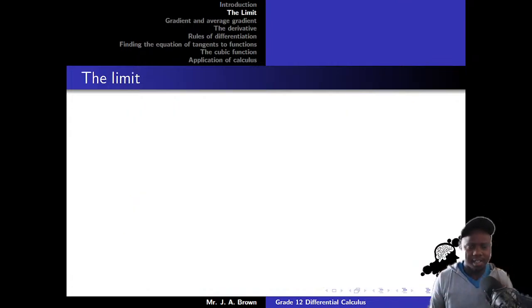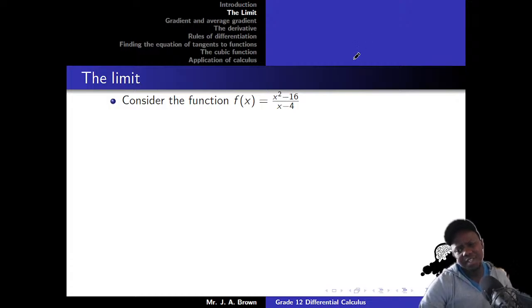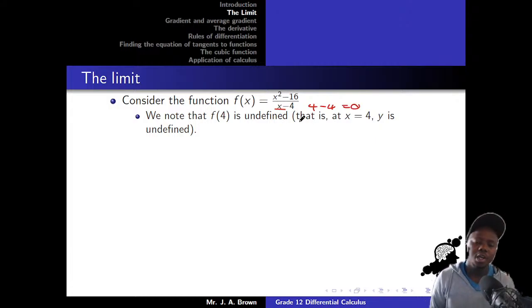Now, let's get into something interesting, the concept of a limit. Now, we've got a function here, f of x equals x squared minus 16 divided by x minus 4. In this specific example, we might want to be interested in knowing what happens as x gets closer to 4. Take note that f of 4 is undefined. What does that mean? It simply means that if I substitute x equals 4 into my equation, for my denominator, I'm going to have 4 minus 4, which is going to give me 0. You've learned before that division by 0 is undefined.